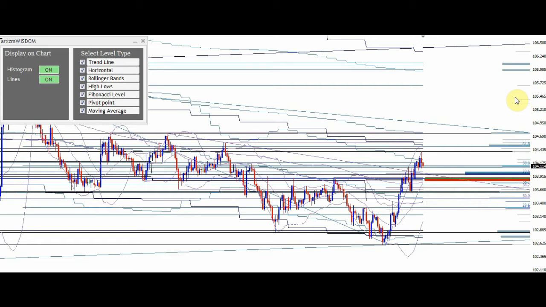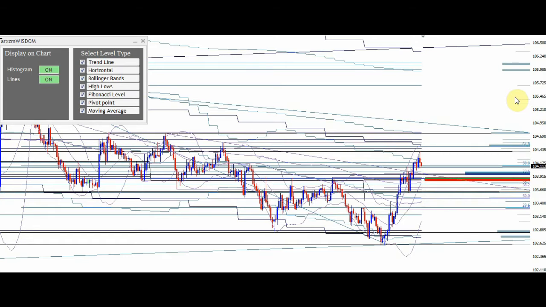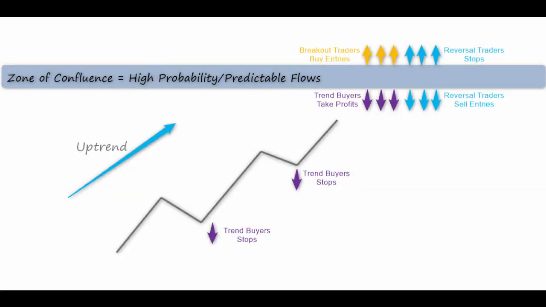The idea behind Confluence then is overlapping levels. More levels means more traders watching those levels, means more trades being placed in that area, means a higher probability that that area is significant. Okay, so that's Confluence, these big technical levels we want to find.